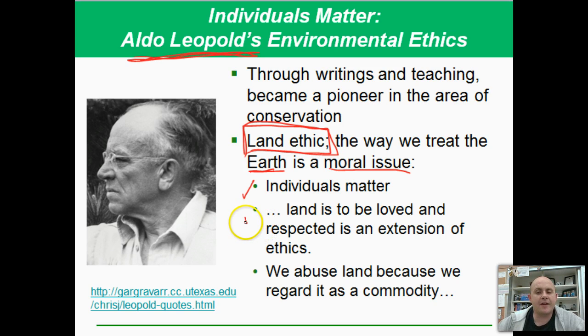He believed that land was supposed to be loved and respected. It was the extension of those basic ethics of a human being and how they should treat each other and the place they are around. And then when we abuse it, we don't respect the commodity that we have, the resource that we have. And so those were some of his basic ideas that first started a conversation about the morality of how we handle the environment.